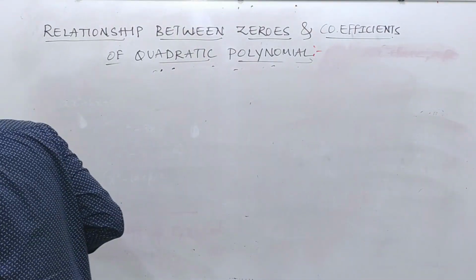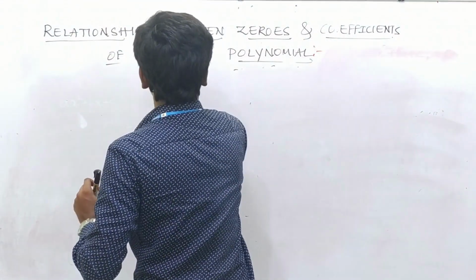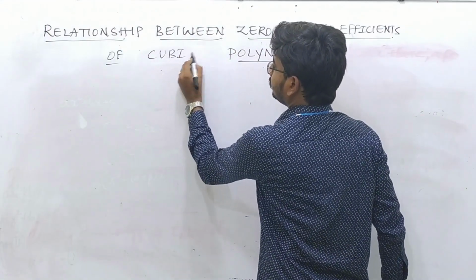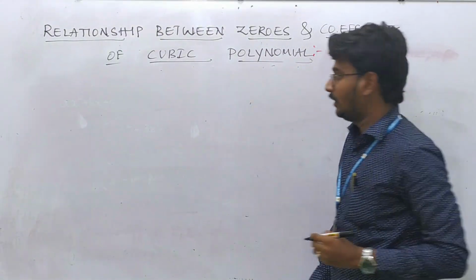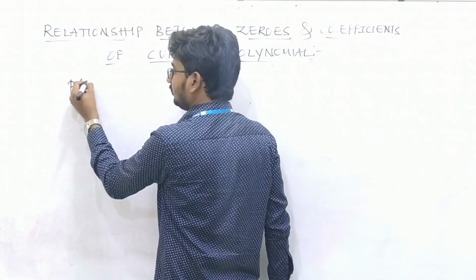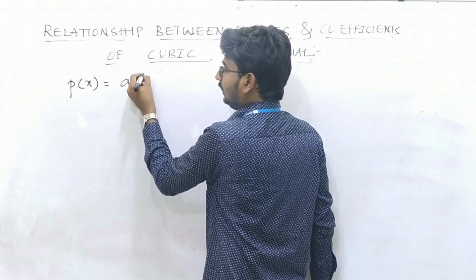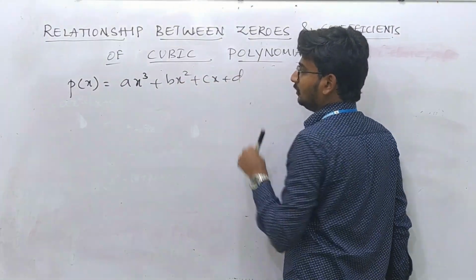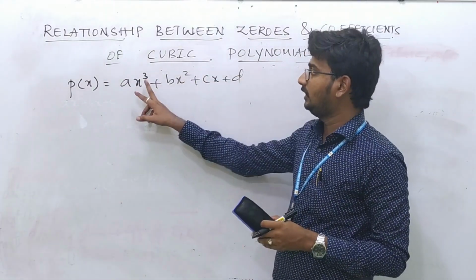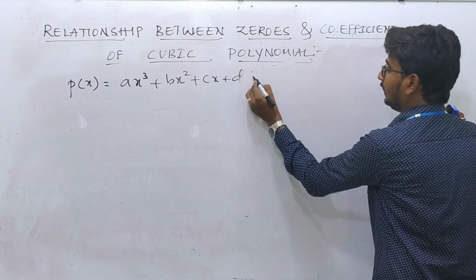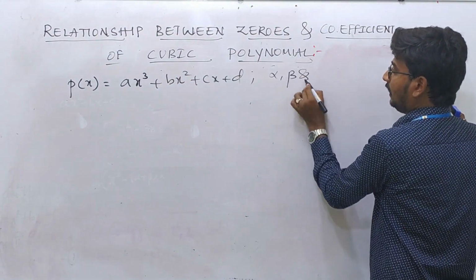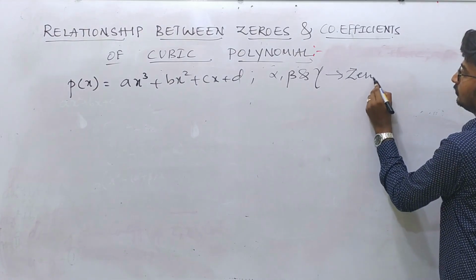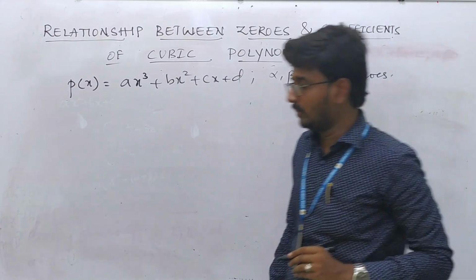Now, if you want to go for cubic polynomial, what is the standard form of a cubic polynomial? P of x is equal to ax cube plus bx square plus cx plus d. The degree of the polynomial here is 3. So, I have to take alpha, beta and gamma as the zeros of the cubic polynomial.